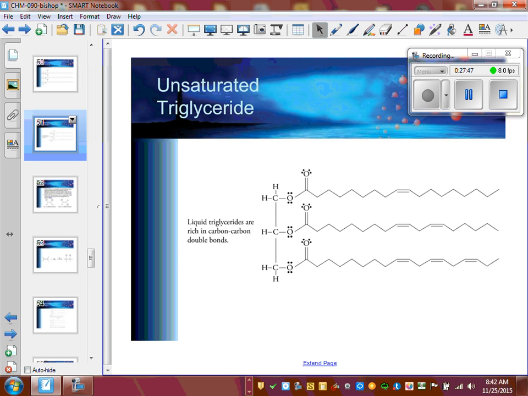So the saturated ones are your fats. The unsaturated ones are your oils. They call them liquid triglycerides. That's the fancy term for oil.